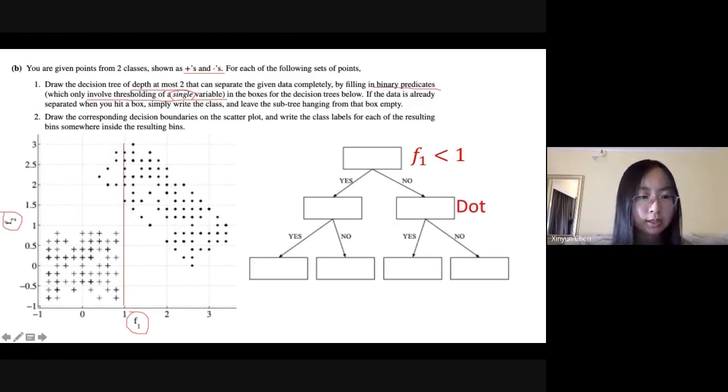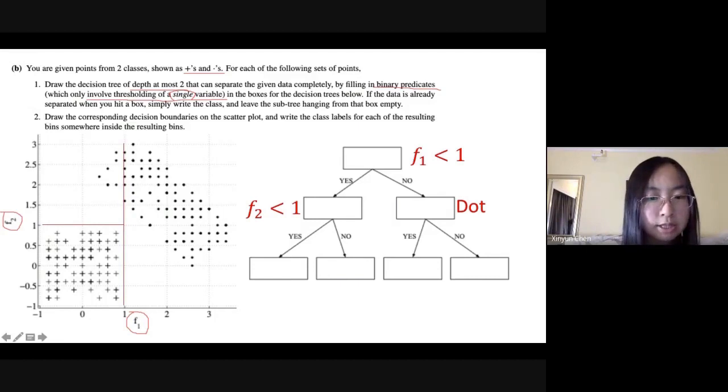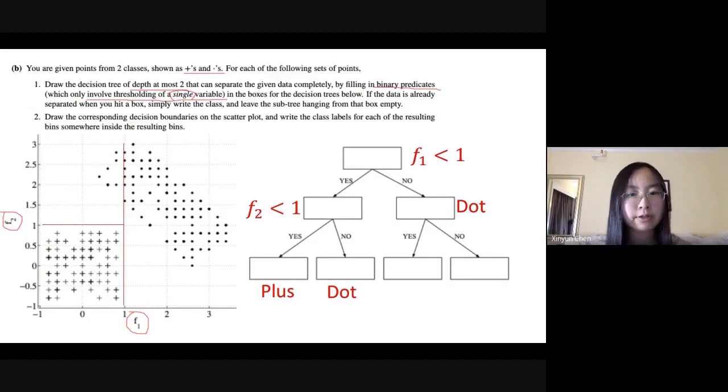Then when it is yes, we can also see that all the plus also have f2 smaller than 1. Therefore, we can have another split over f2. So this is f2 smaller than 1. We can see that if it is yes, then all of them are plus, or otherwise they are dot. So this is the first decision tree.